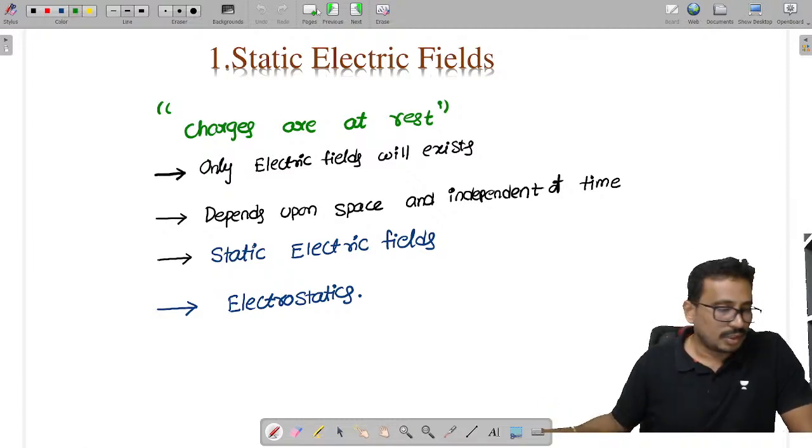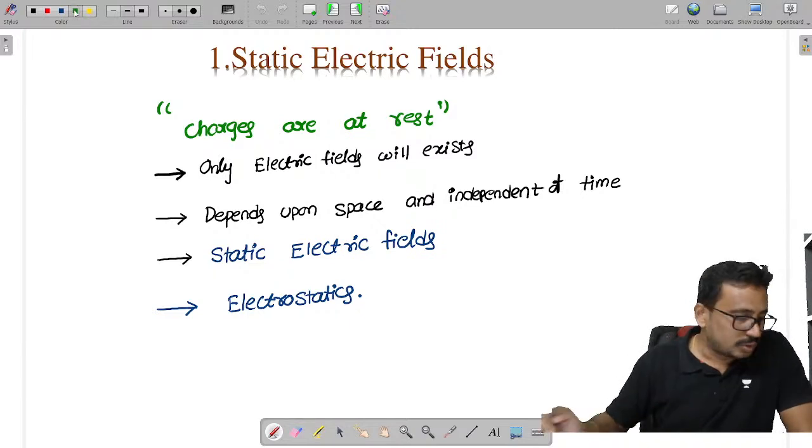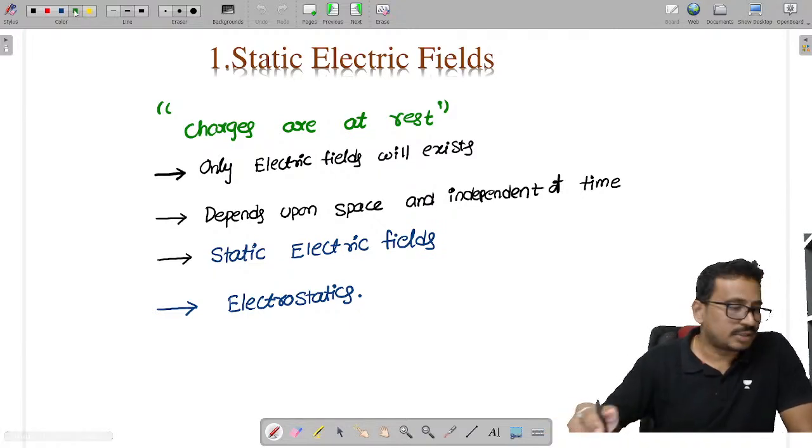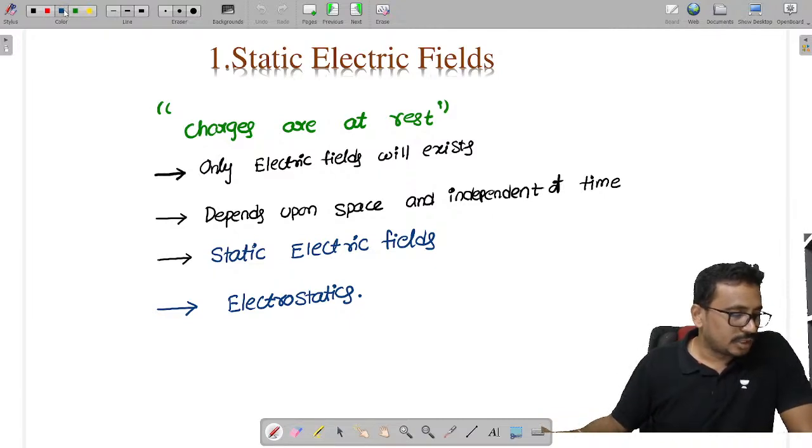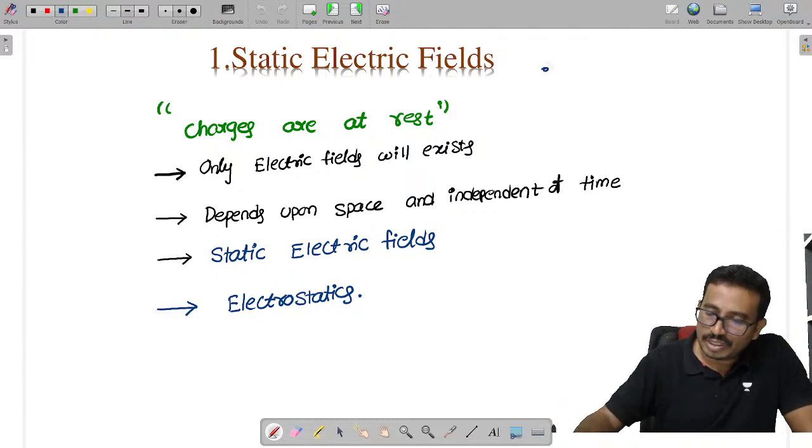Right. Now, what is the reason for this static electric field? Space means what do we have here? Space means we have only one space. It depends upon space. What are the space parameters? X, Y, Z.